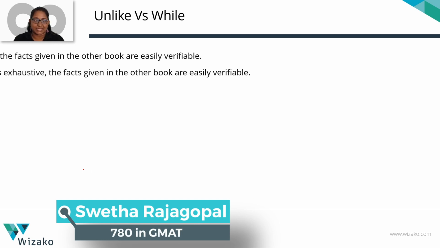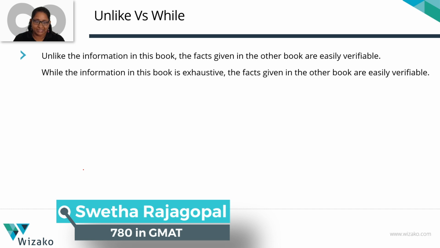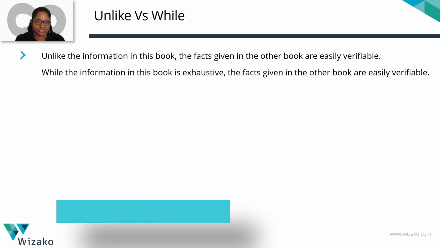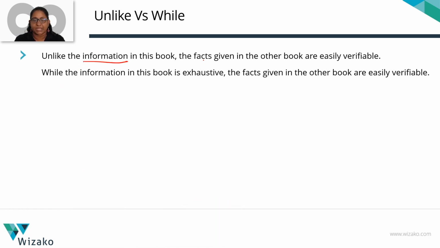I'm going to quickly give you two sentences. Unlike the information in this book, so the first noun that we're talking about is the information, the facts given in the other book, so here we are talking about the facts, are easily verifiable. So in this sentence, what are we comparing? We are comparing information with the facts. And on what basis are we comparing? On the basis of whether the facts can be verified. So both these nouns are being compared on the same parameter: whether or not it's easy to verify the information in one book and the information in the other book.